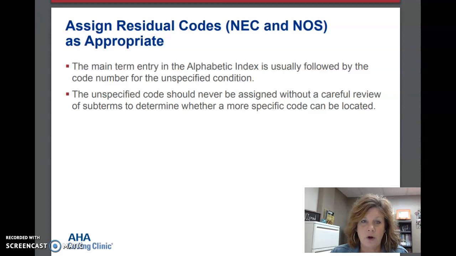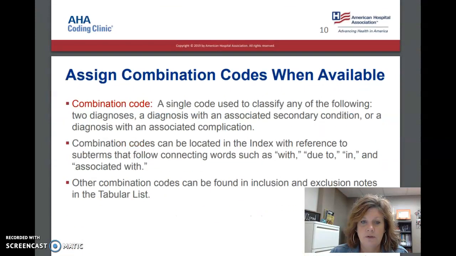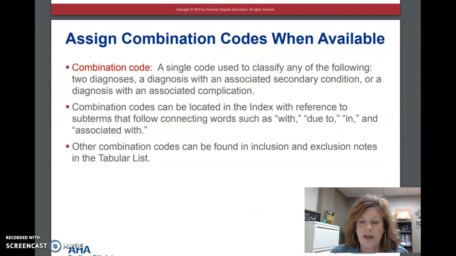Okay, assign residual codes. Again, follow the rules. An unspecified code should never be assigned without careful review. Combination codes, okay? When we have combination codes, these could be located in the index with reference to: with, due to, in, and associated with. Sometimes your combination codes are going to be right there in your alpha. Other times you have to look in the tabular to get those 2 diagnoses. So again, it's very important.